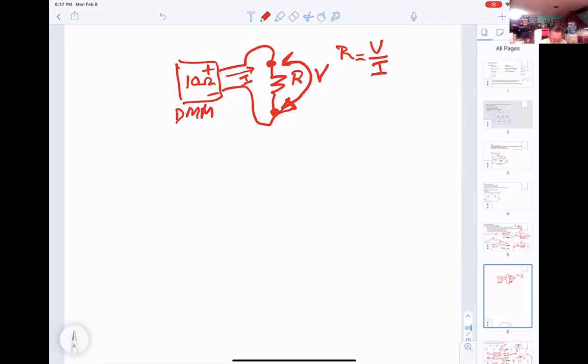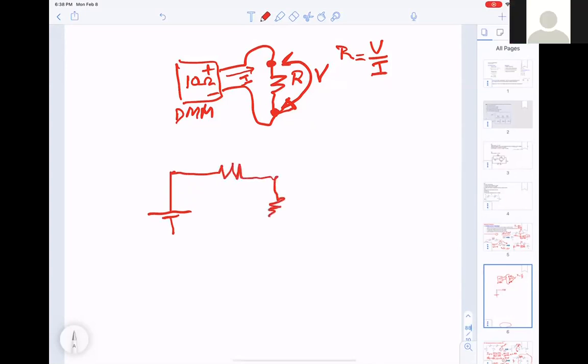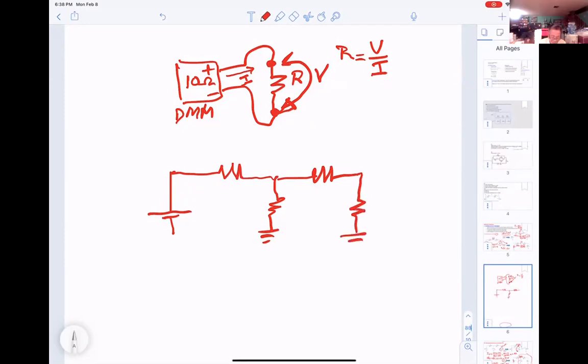And now I ask you another question here. So it looks like a DMM can apply a known voltage and measure the current to figure out the resistance, or it can apply a known current and measure the voltage to figure out the resistance. Is that correct? Yeah.